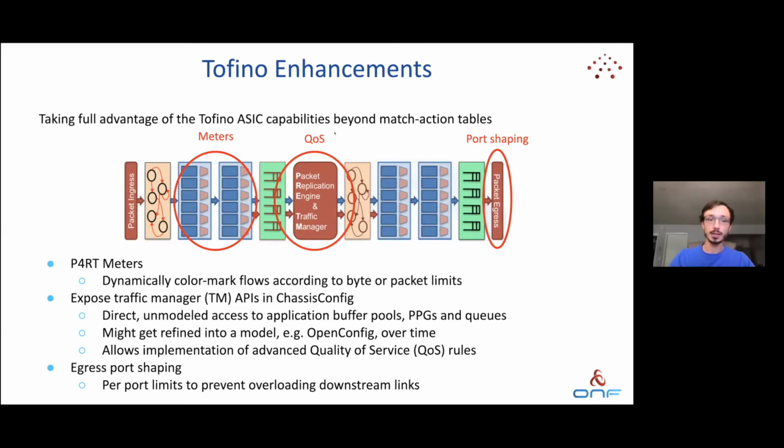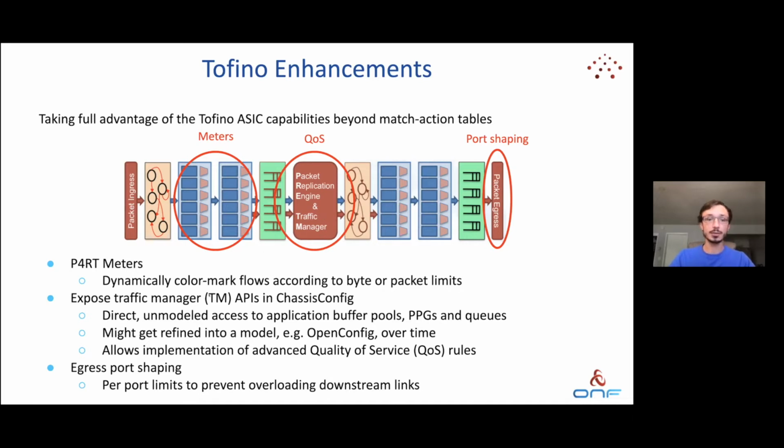The second modification we made is that we now expose the traffic manager that sits in the middle between ingress and egress. We now expose the traffic manager APIs as part of the chassis config of Stratum. Currently, this allows direct and pretty much unmodeled access to pre-advanced features like application buffer pools, PFC priority groups or PPGs, and just the plain queues that connect the two pipelines.